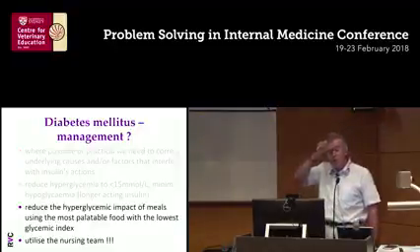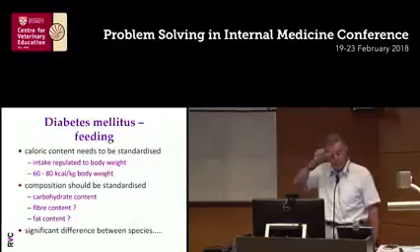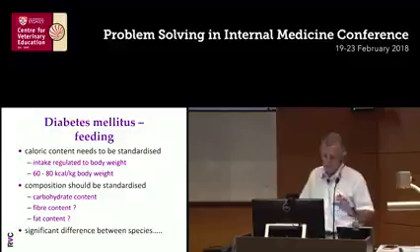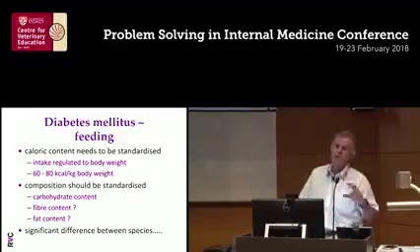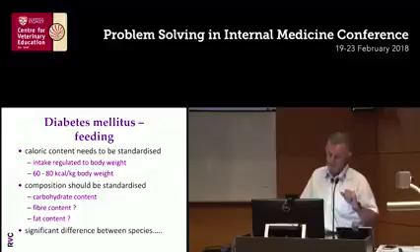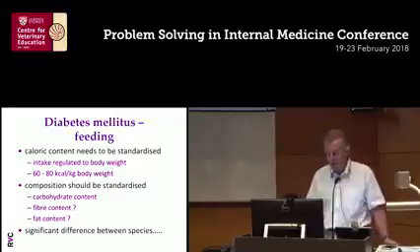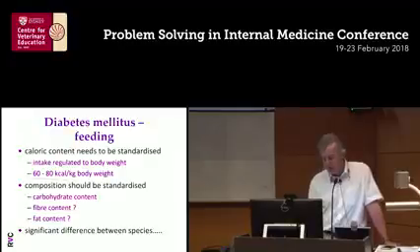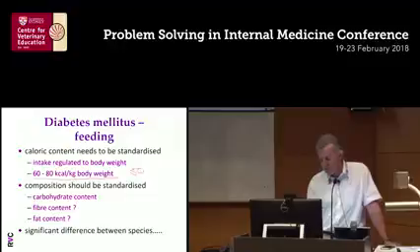Reducing the hypoglycemic impact of the meals. Let's just get this sorted. The caloric content that we're feeding the dog or the cat needs to be standardised. And the intake needs to be regulated to body weight. On this slide, I've got 60 to 80 kilocalories per kilogram body weight, which is perhaps too generous, but certainly no more than that. In the notes, I think what I've put down is 50 to 60.